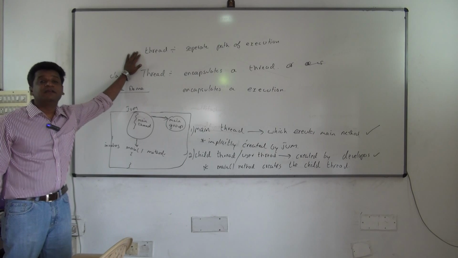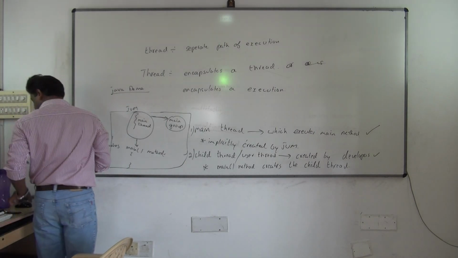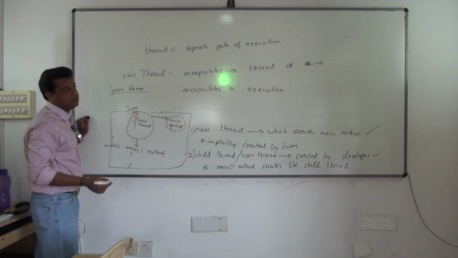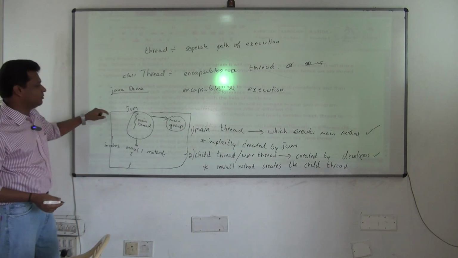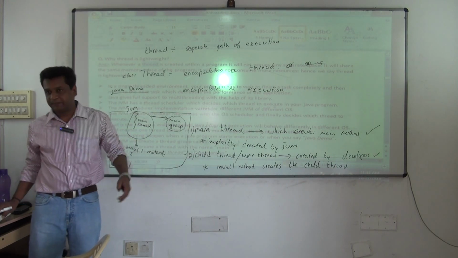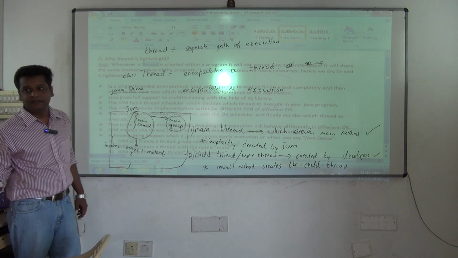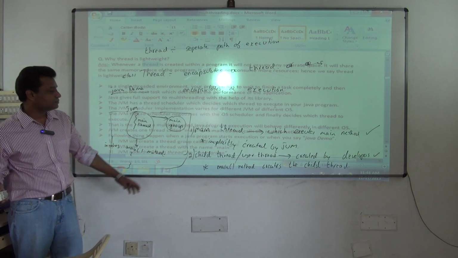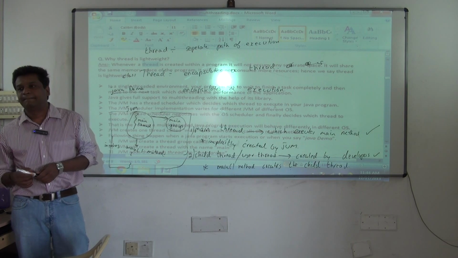Thread with a small t is a separate path of execution. Thread with a capital T is the class Thread, a class which encapsulates a thread, or encapsulates an execution. So there are two types of thread in Java: main thread and child thread. The main thread will be created implicitly by the JVM itself, and the child thread we will be creating. So first I'll give the demo of the main thread.